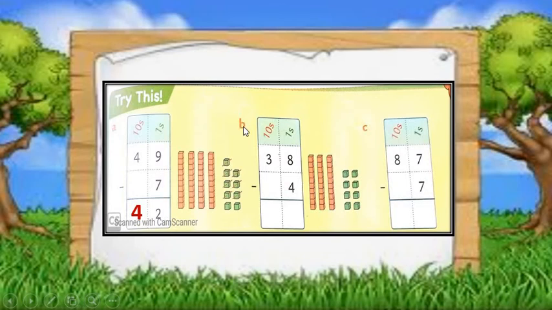Sum number B. 38 minus 4. Everyone copy the sum. 38 minus 4. You have to write number 4 just below number 8 at ones place. I am waiting so that everyone can copy the sum.